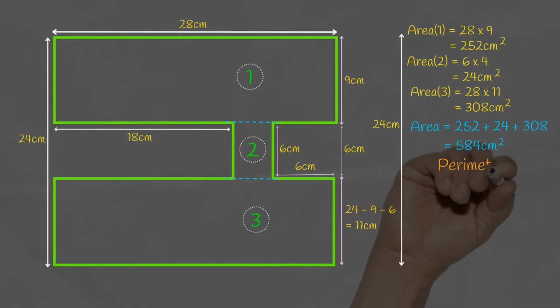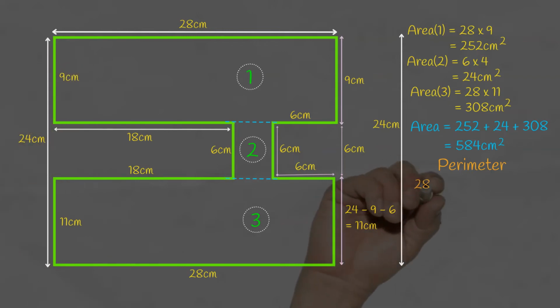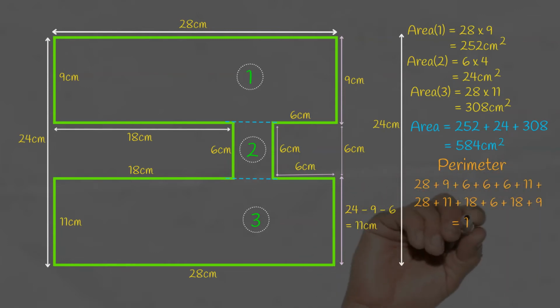Now to work out the perimeter, we have to add up all the sides. So first we'll write on any values that are missing, and then we'll start at the top and go round clockwise. So we'll need all of these numbers added together, which is equal to 156 centimetres.